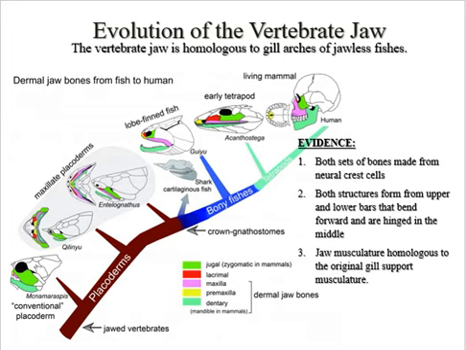First line of evidence is that both of these sets of bones are made from neural crest cells. Most other bones come from mesodermal tissue. Second, both of these structures form from the upper and lower bars that bend forward and are hinged at the middle.